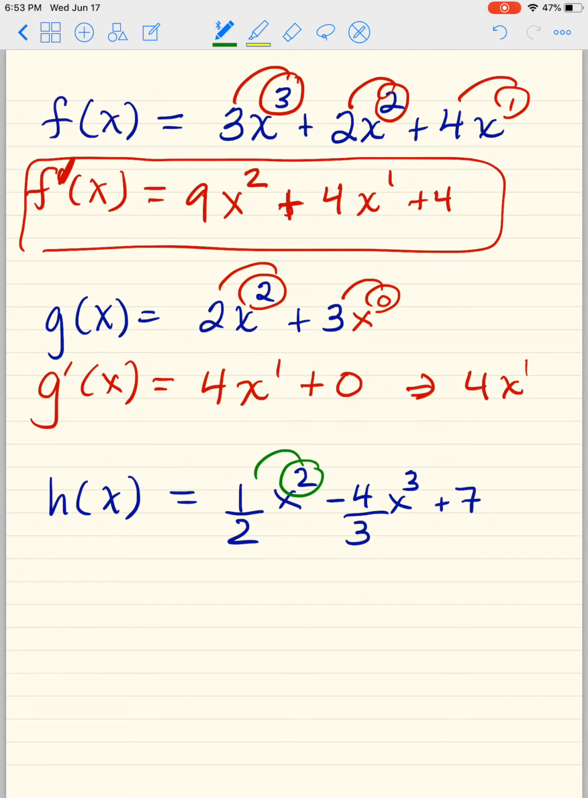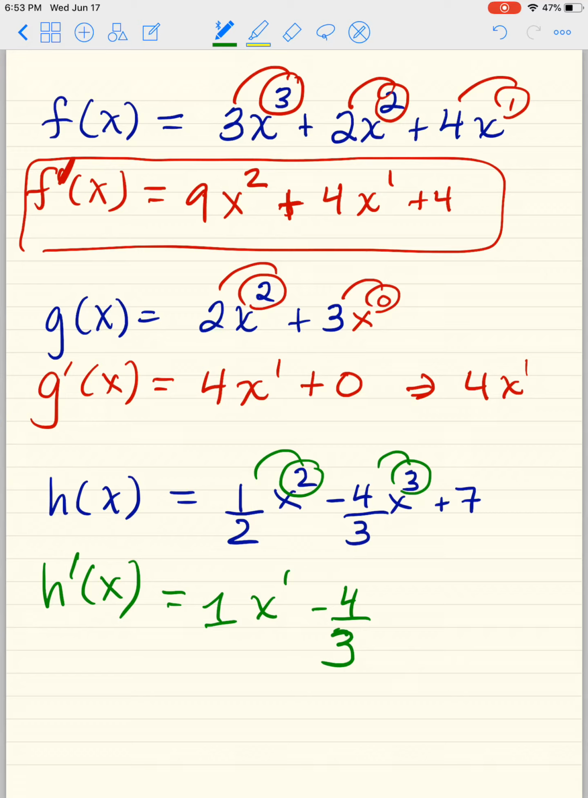All right, here we go. 2 times a half. What's half of 2? 1. Okay, x to the first. Oops, I forgot to put my notation. All right, 3 times negative 4/3. Let me show you guys what to do. In the beginning of this video, I showed you guys you could just pull the 4/3 to the side.